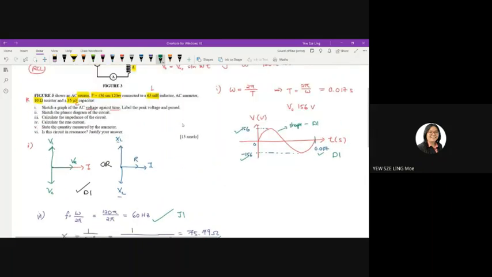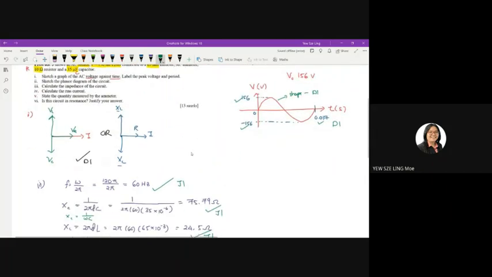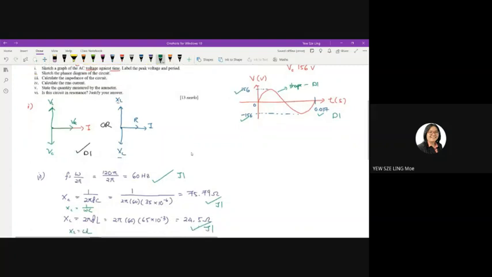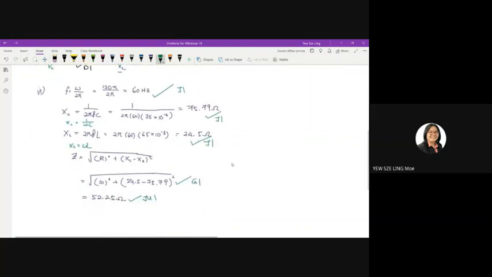Next, question 4. Calculate the RMS current. Now a lot of you got it wrong. Why? Because you just simply use V = IR. But now in this question, you have an RLC circuit. You are not looking at a pure circuit.